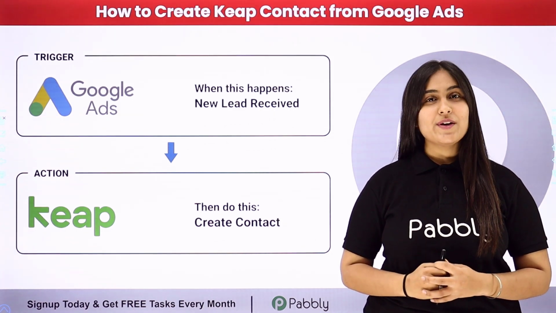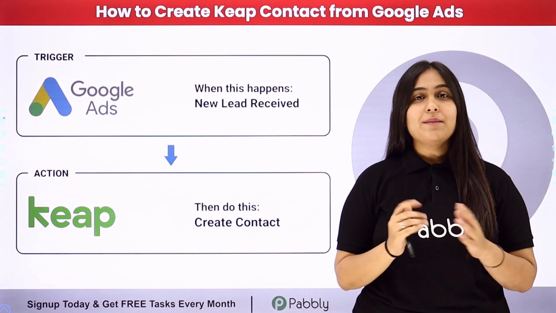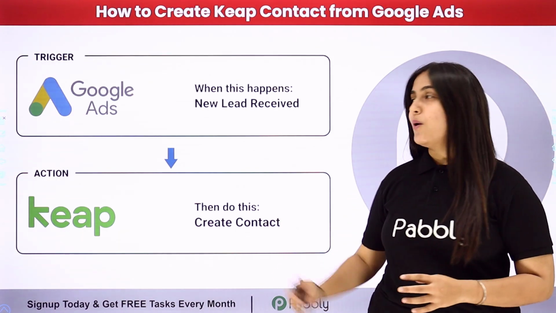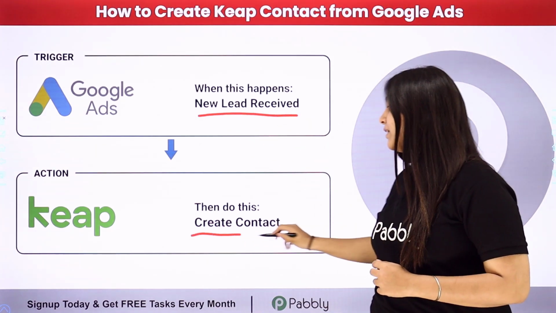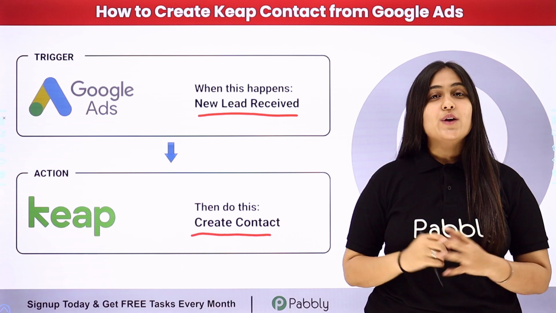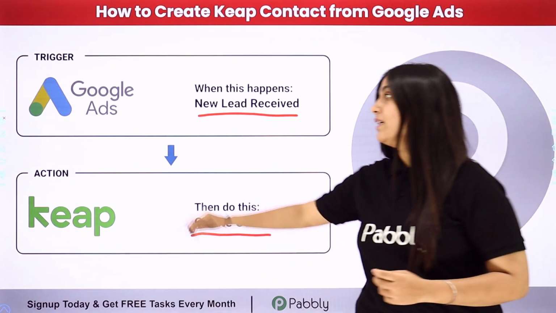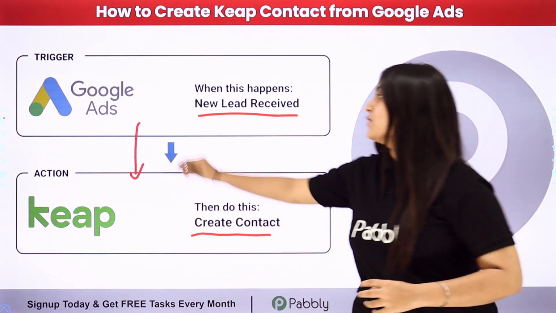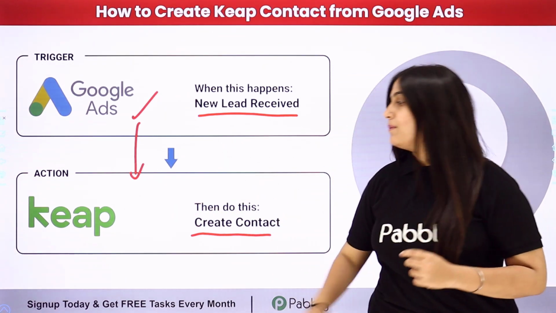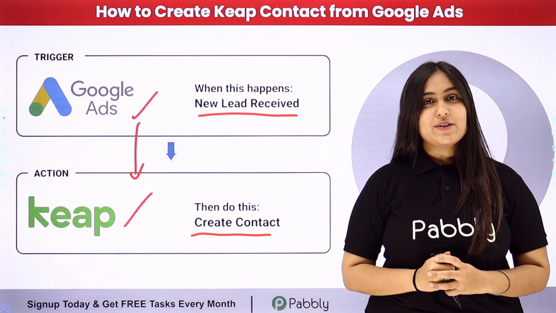So in this video we are going to learn how to create Keap contact from Google Ads. So here I am running a Google ad, and in this case I want whenever a new lead is received, automatically a contact should be created in my Keap account. So to automate this process, we will use an automation software named Pabbly Connect, in which we need to connect a trigger and an action. So in this process, our trigger application will be Google Ads and our action application will be Keap. So to learn this process step by step, let me take you to my screen.